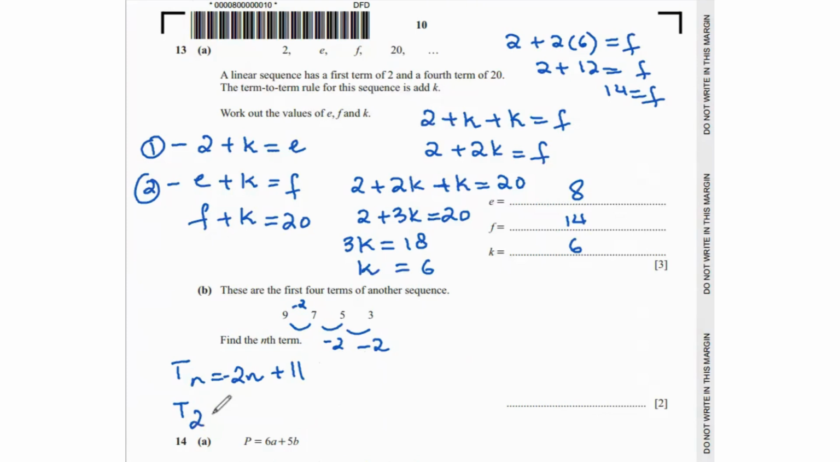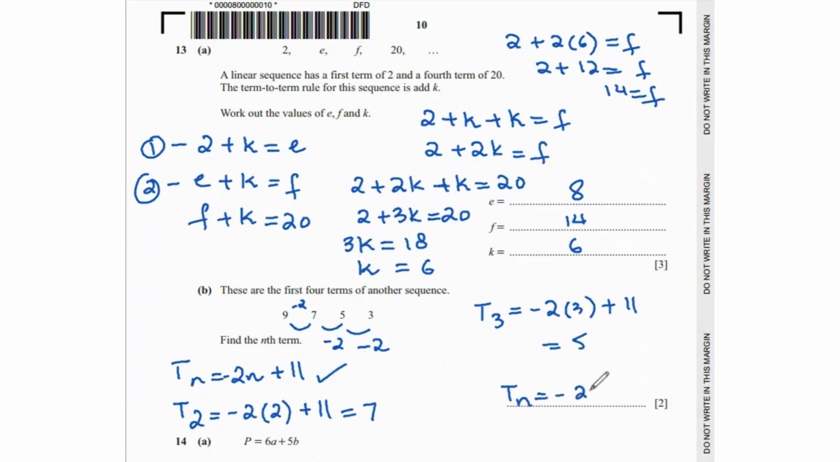So the second term would be negative 2 times 2 plus 11. Negative 4 plus 11 is 7, which is correct. And for the third term, negative 2 times 3 plus 11, that's going to be 5. So that means this works. The nth term is negative 2n plus 11.